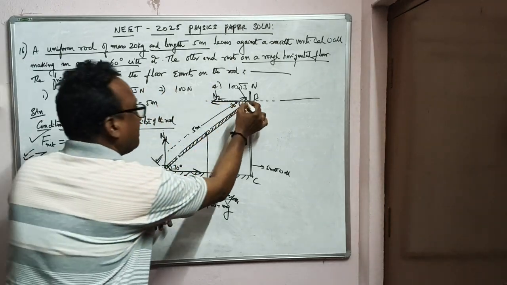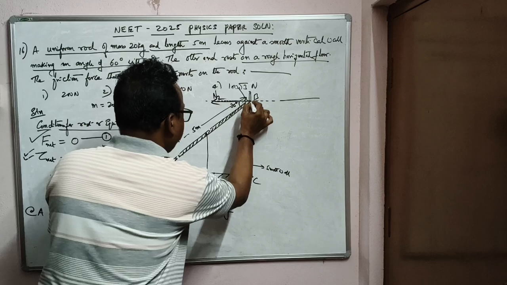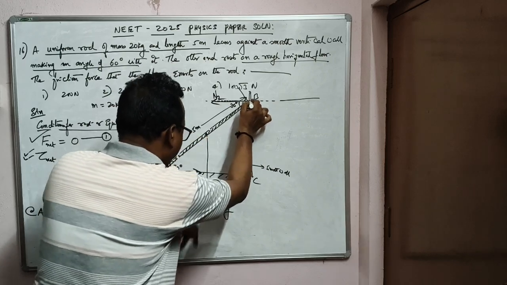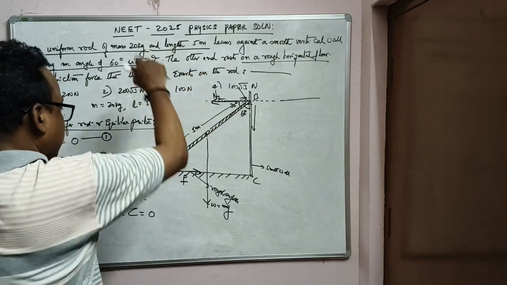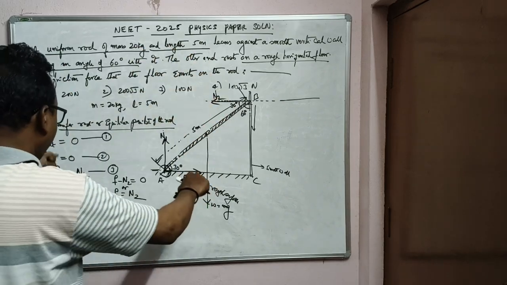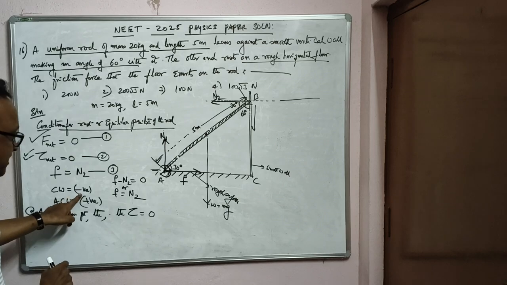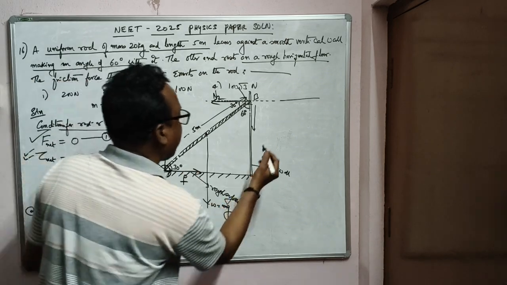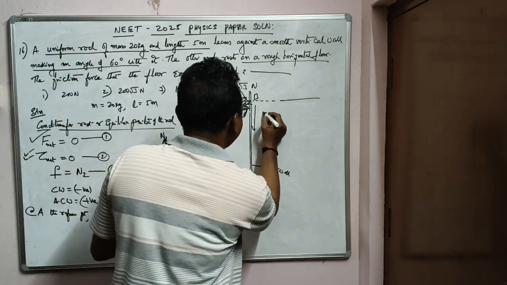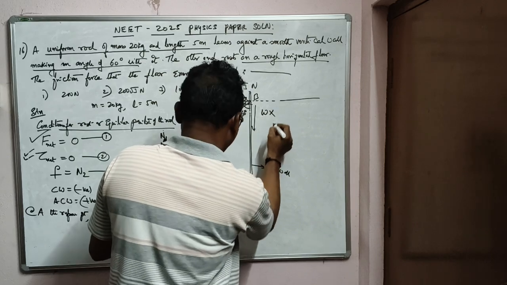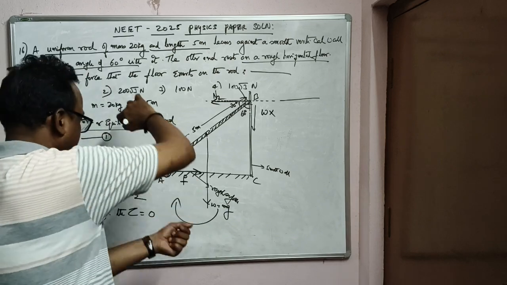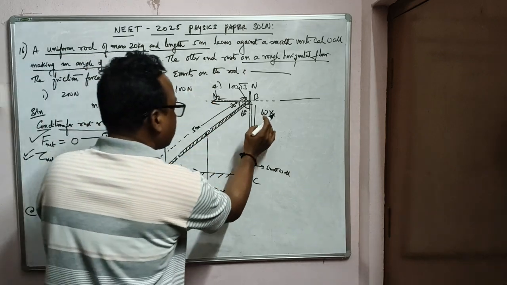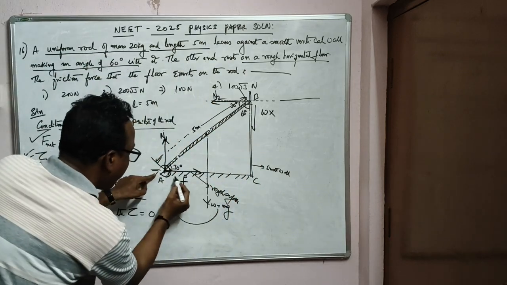Now coming to B. If you consider this force acting downward, it is like this, clockwise. So it is a clockwise moment. Clockwise means positive. So what is the torque here? I'll write it here. Torque means W, the weight, clockwise moment. Clockwise is positive. So force into perpendicular distance.